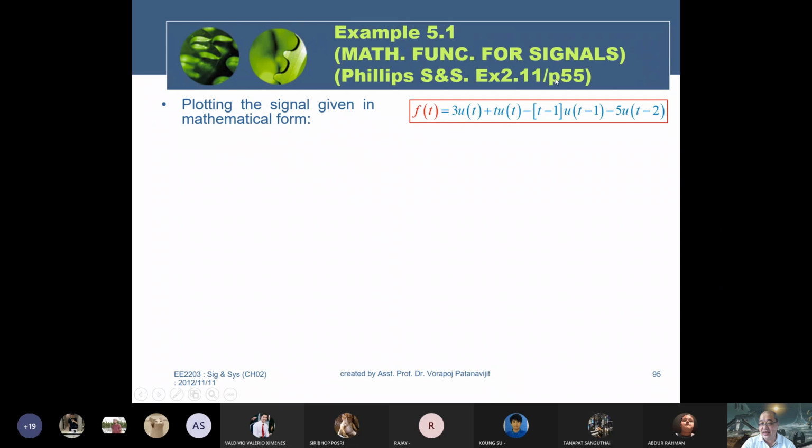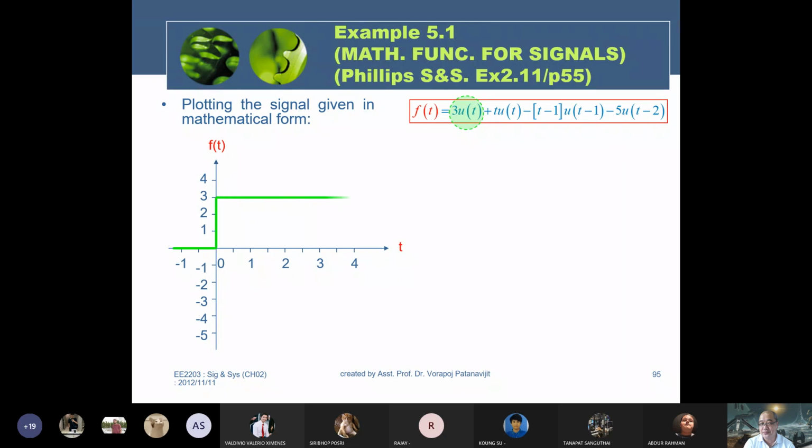In this case, you can see that this is the first term, this is the second term, this is the third term, and the last term. Therefore, the function f(t) can be separated into 4 simple functions. The green one. Can you see the slide? The green one is here, t u(t).